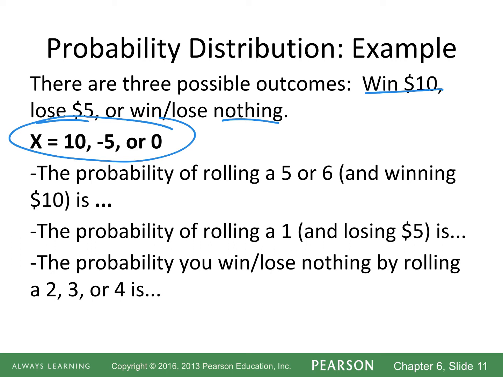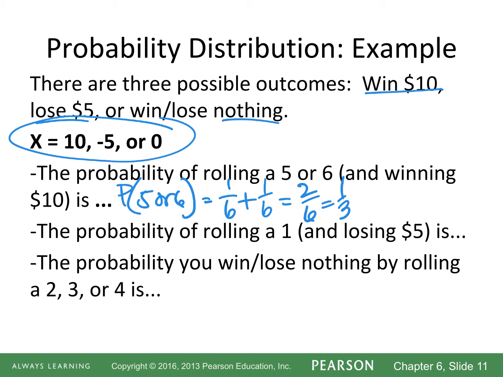So the first one, the probability of rolling a 5 or a 6. Probability of rolling a 5 would be 1 out of 6. Probability of rolling a 6 is also 1 out of 6. So this probability would be 1/3. Same example we did before.